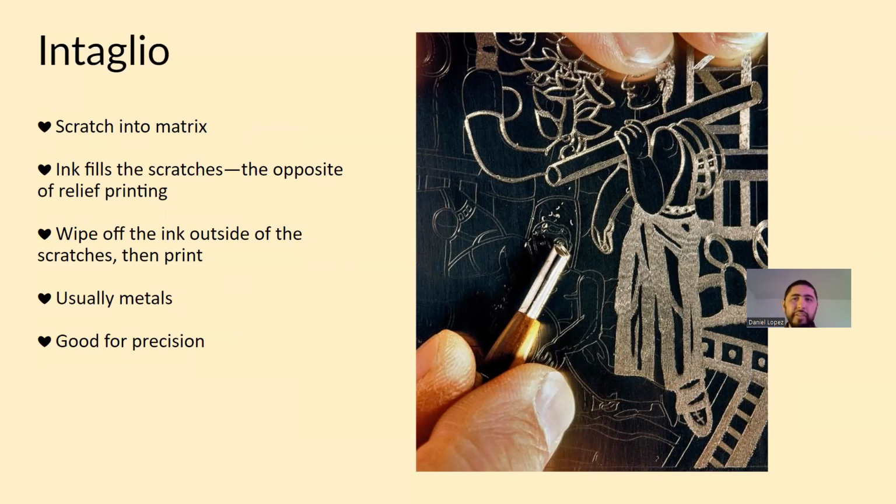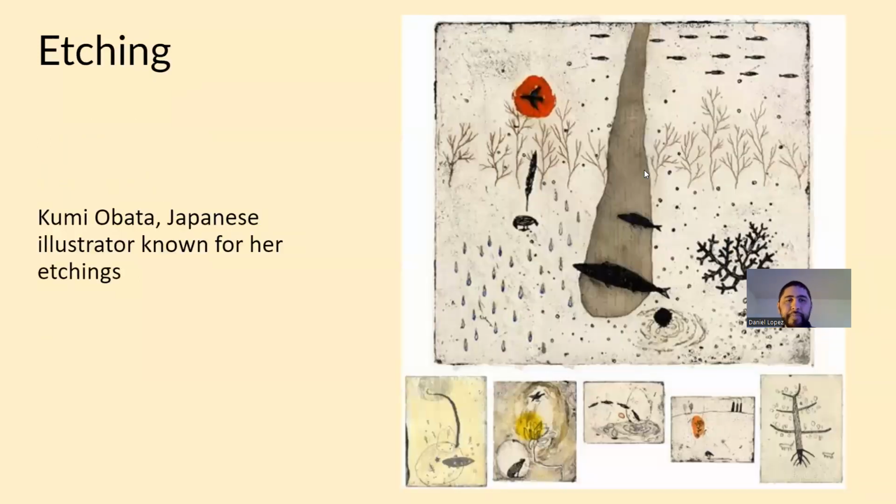So the way you basically do this is you put ink on it, kind of squeegee it, and then wipe the outside to get rid of the ink on the raised part. Again, this is usually done with metals and is good with precision. Yeah, this is a cute example, I guess, of using etching. I don't know specifically what she used here, but this is something I thought was really cool.